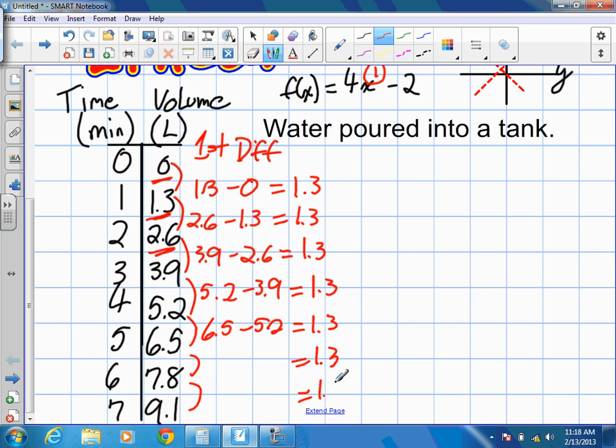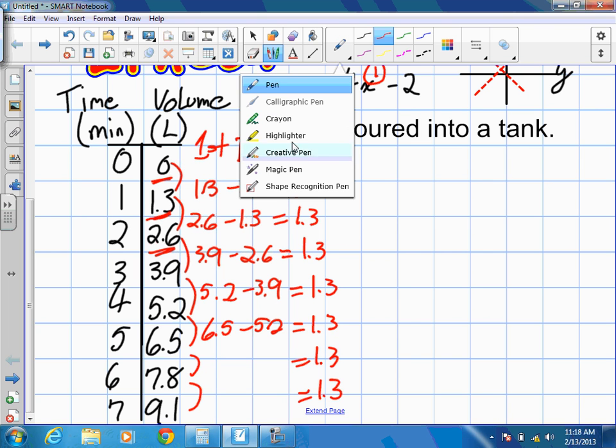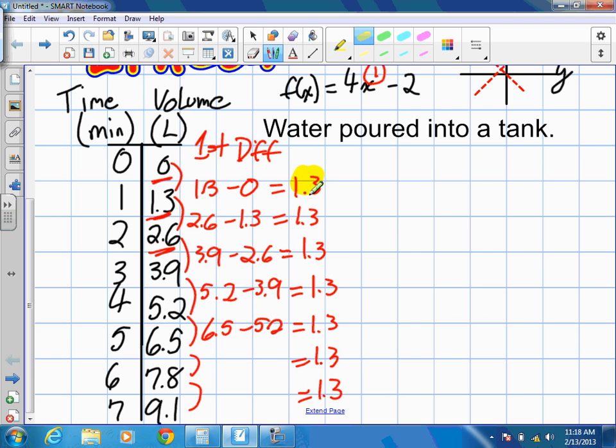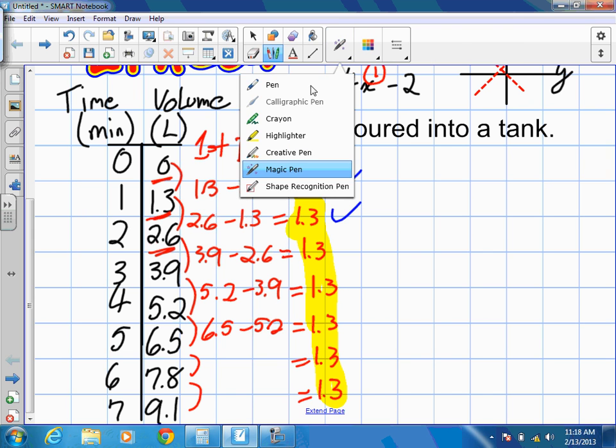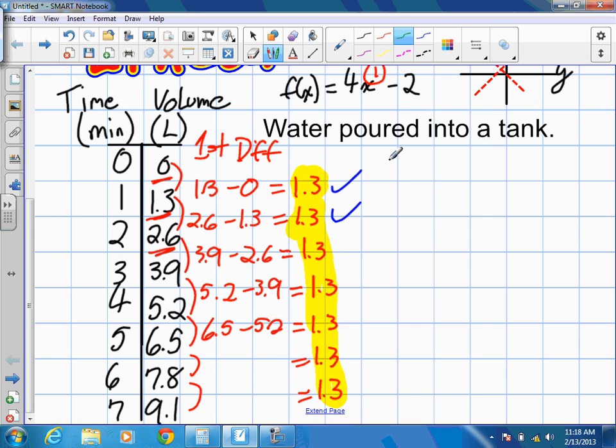So what we discovered were all of the first differences, and that needs to be all of them. All of these first differences are identical. So if the first differences are identical, they're all the same, that means we have a linear function, right? So that makes this linear.